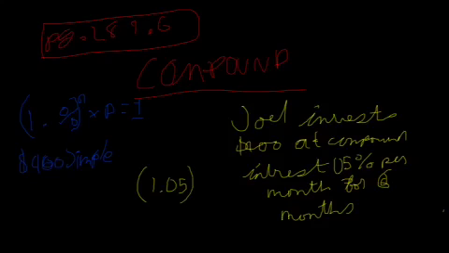To the power of n, 6, times 400, which is then equal to 1.05 bracket close to the power of 6 times 400. So the total amount he gets is $536 compound.